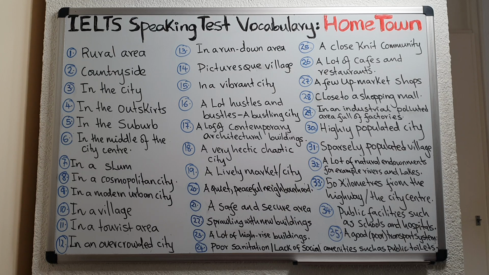Now, let's move on to number 26, and that is a lot of cafes and restaurants. If you live in an area that has a lot of cafes and restaurants, then it just means that in the area where you live, it is very easy for you to find a place to eat, a place to drink a cup of coffee, for example. There are a lot of restaurants around there, and there are a lot of cafes.